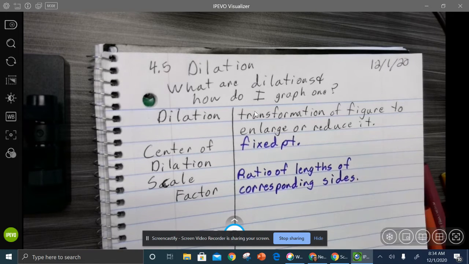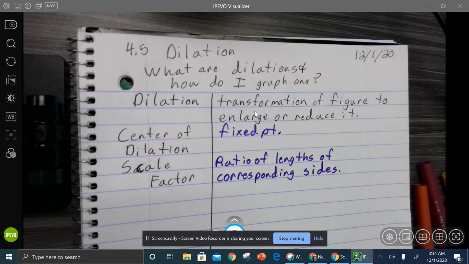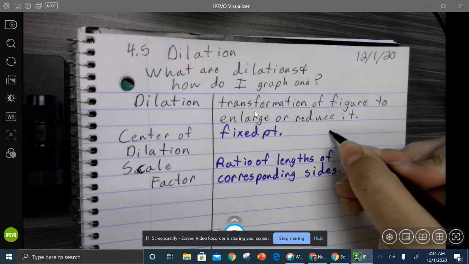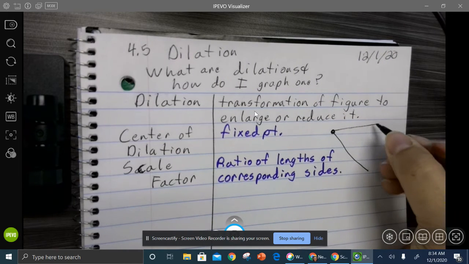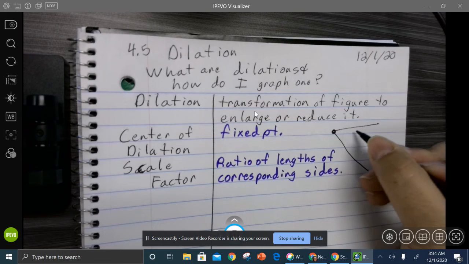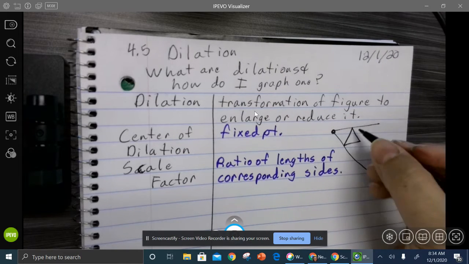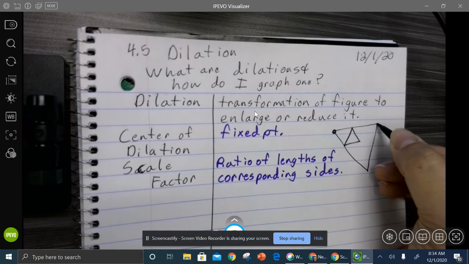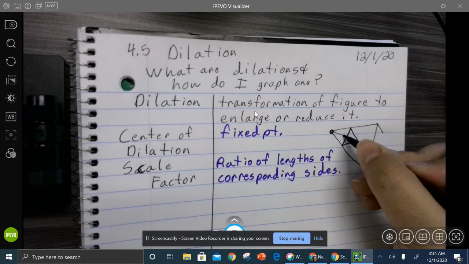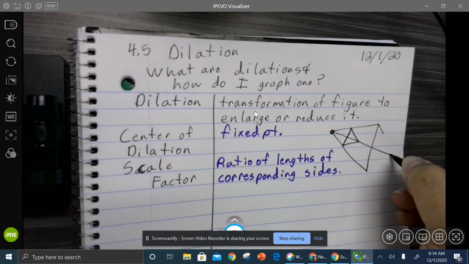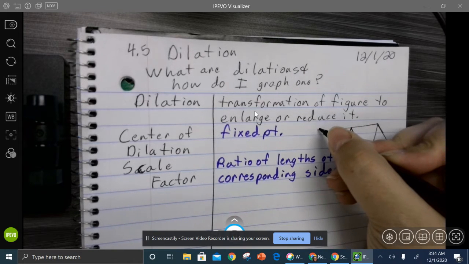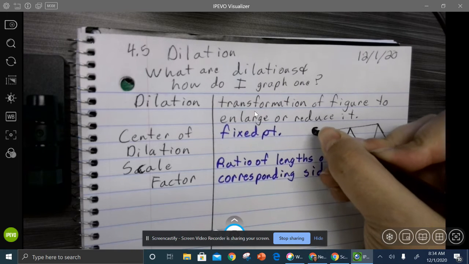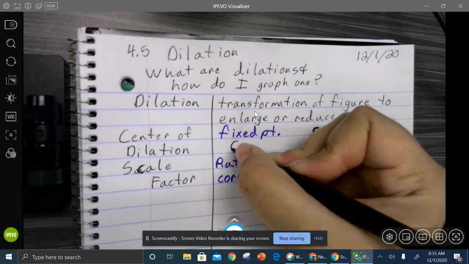Let's do a diagram, of course. We start with this triangle, and then we're going to dilate it, so we're going to make it larger. I'm doing my best on this. This is going to be our center of dilation. This is C, so our fixed point is C.